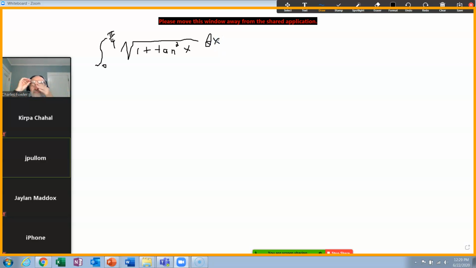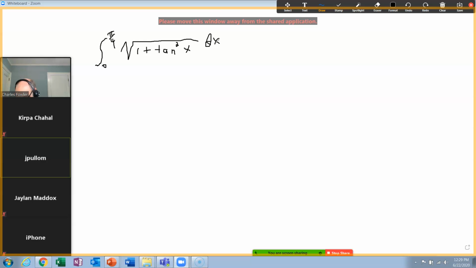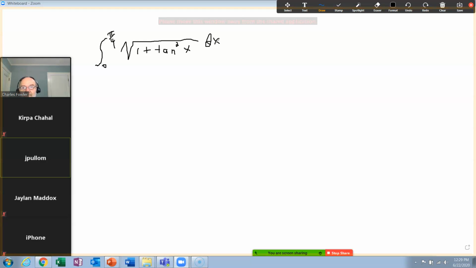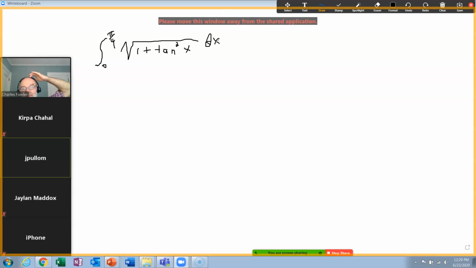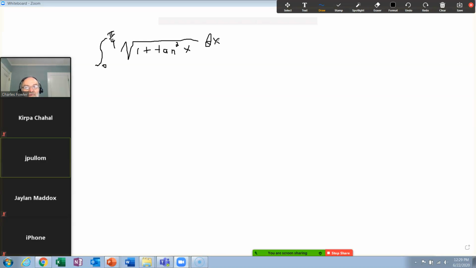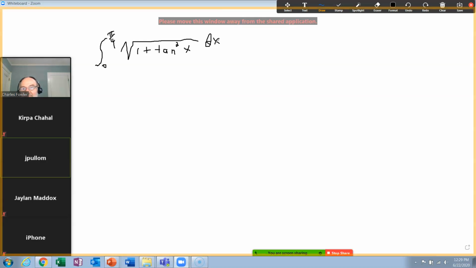Now, anyone want to make a suggestion of where we start? The most complicated thing here is the outer function, the square root function. Now the inner function, you have a 1 plus tangent squared x. Before you jump the gun and start doing a u substitution for that, first ask yourself, is that a trig identity itself? And what's the answer? Is 1 plus tangent squared one part of a trig identity?